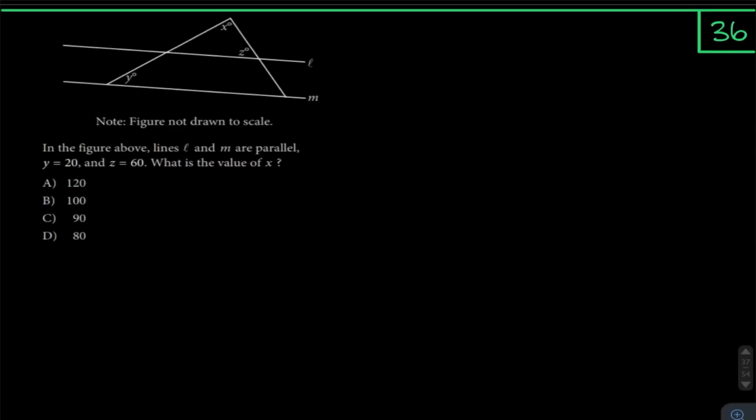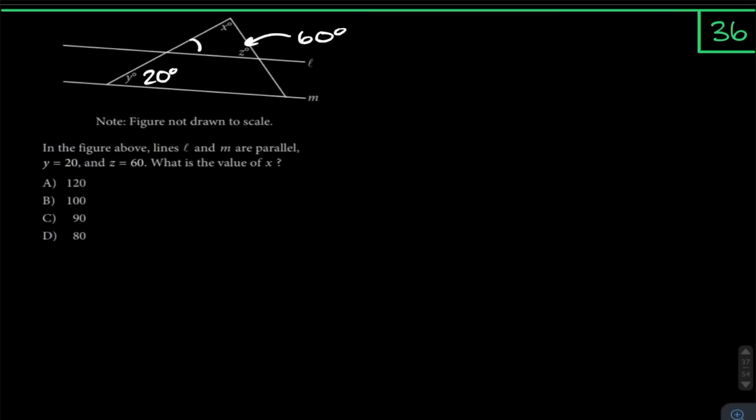So moving on to problem 36 here. In the figure above, lines L and M are parallel, y equals 20 and z equals 60. What is the value of x? Okay, so we know that y is 20, we know that z is 60, and we're trying to find x. So how would we go about doing that? Well, we can see here that we have this little triangle. If we knew this angle, since we know this angle too, we could add them up, and x added to those would have to be 180, because all angles in the triangle have to add up to 180.